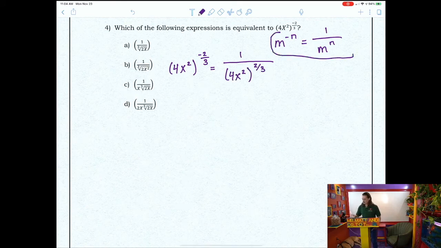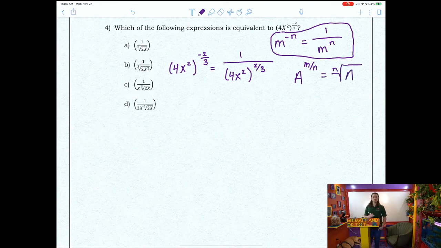Now also, remember that any number, actually let me use a different letter for the base, any number raised to a fractional exponent, like a raised to the m over n power, is equal to the nth root of a to the m power. So the denominator of the exponent becomes the index value of the radical. The numerator of the exponent remains the exponent of the radicand. The radicand is the number underneath the radical sign. So we can use these two formulas to simplify here.